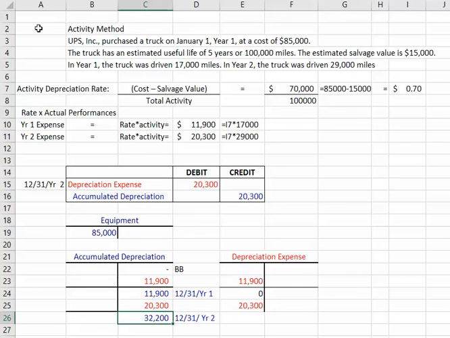By the way, did you know FedEx and UPS merged? Yeah, they're called Fed Up. And that's what you'd be if you try to use activity method using miles on trucks.